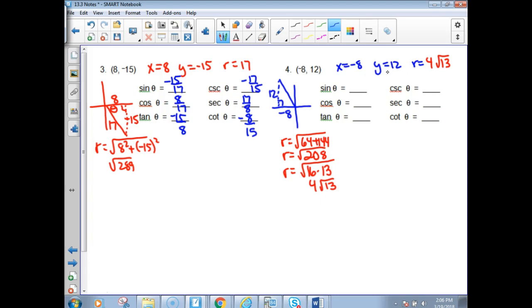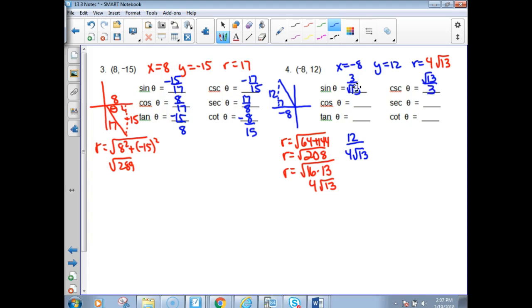All right, so the sine is y over r, so I've got 12 over 4 root 13. Well, what could I do to that? Yeah, it reduces, right? 4 goes into 12 3 times, so that'd be 3 over the square root of 13. Now, let's write the reciprocal function, the cosecant. So let's flip it over: square root of 13 over 3.